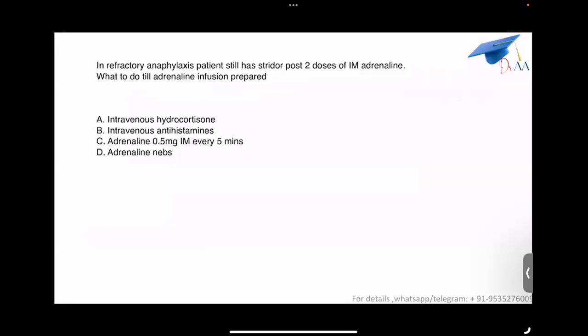Good. In refractory anaphylaxis, the patient still has stridor post 2 doses of IM adrenaline. What to do till adrenaline infusion is prepared? So you are already preparing the adrenaline infusion. In the meantime, what? Option C. In the meantime, keep repeating IM 0.5 mg adrenaline doses every 5 minutes.